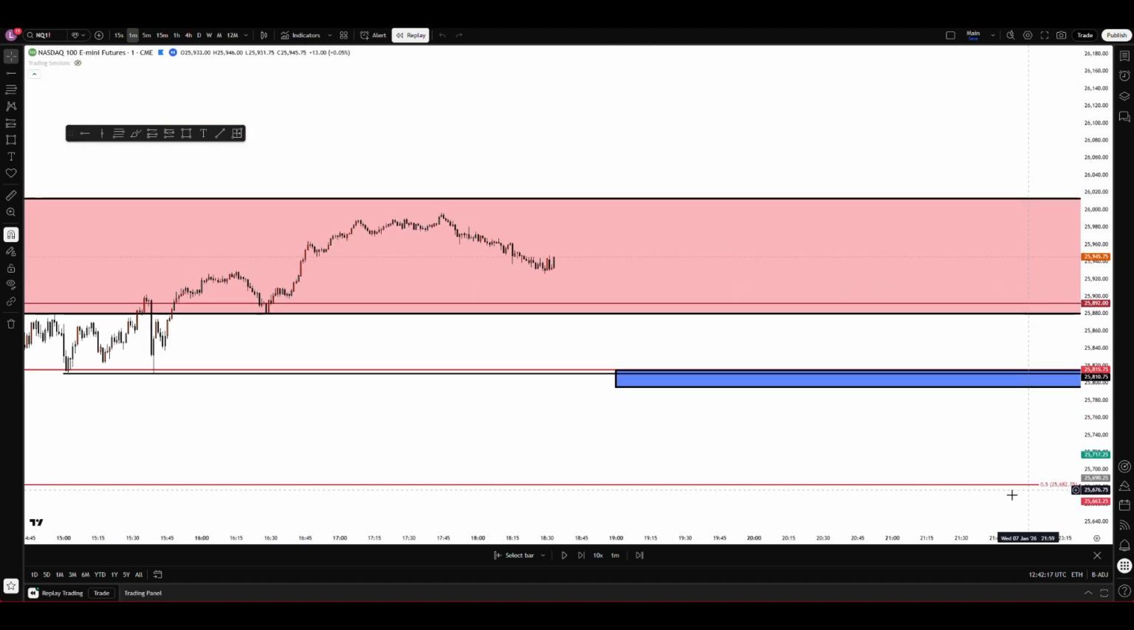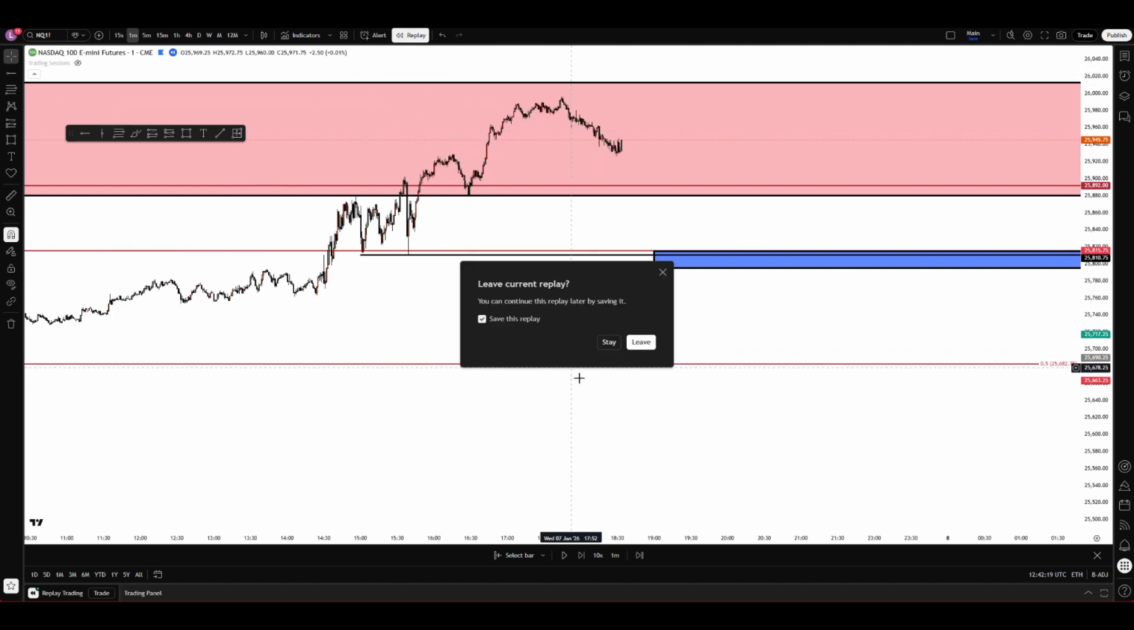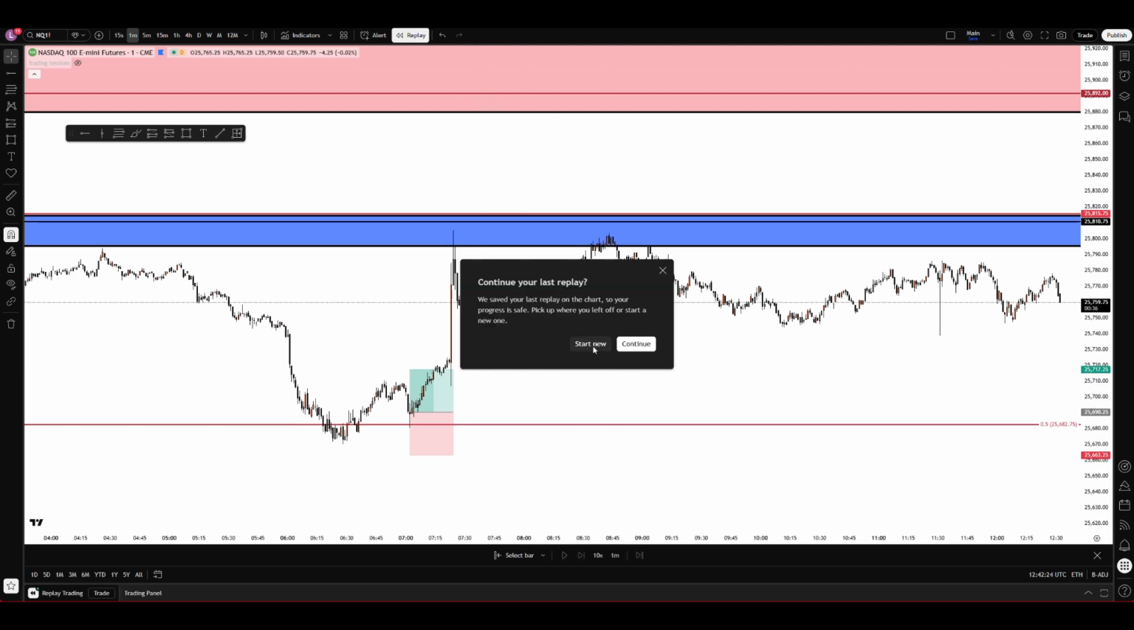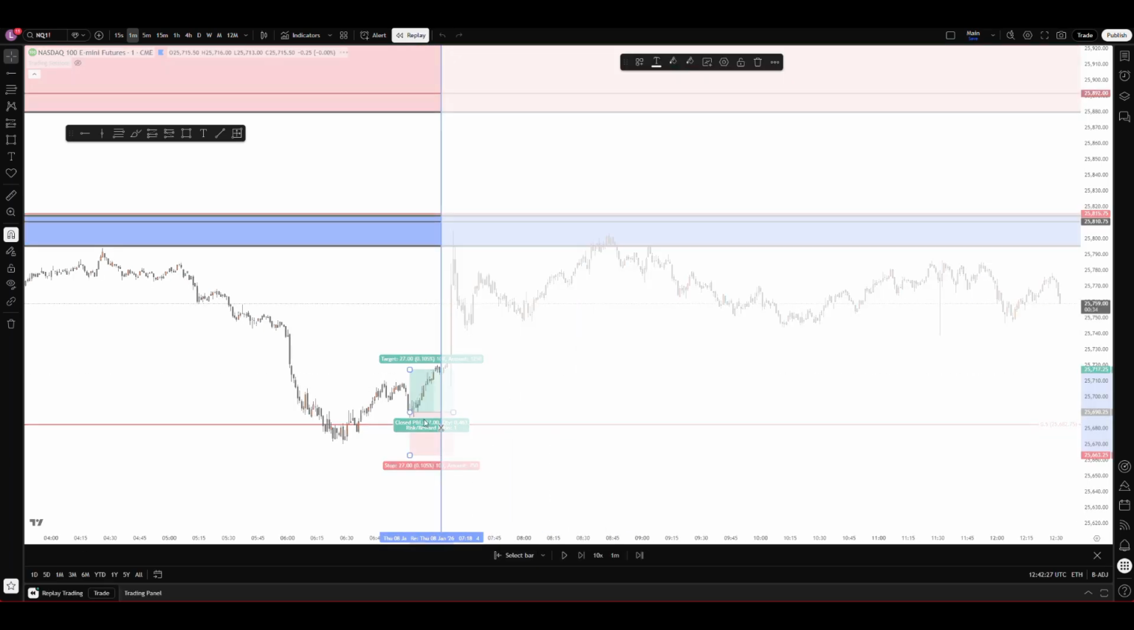No idea what just happened. The whole chart got cut. Leave. Should have probably read what it said. Oh, start new. There we go.